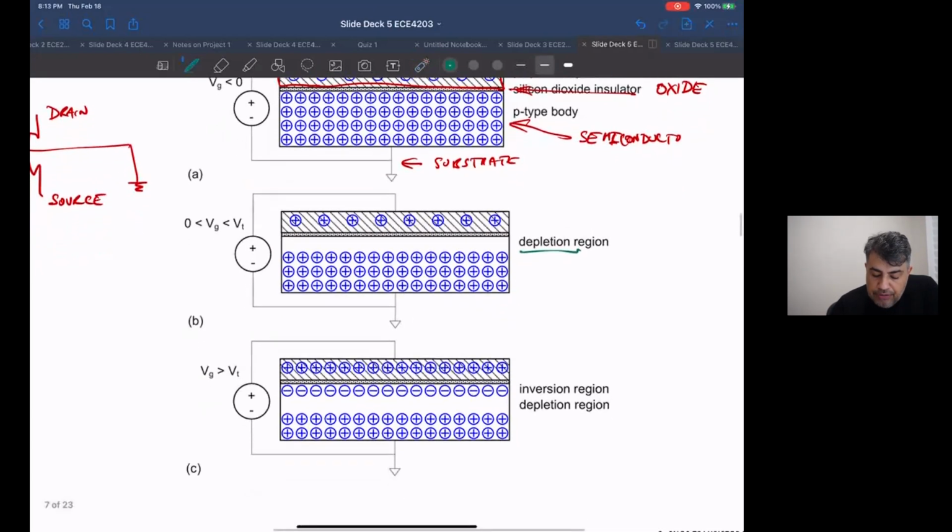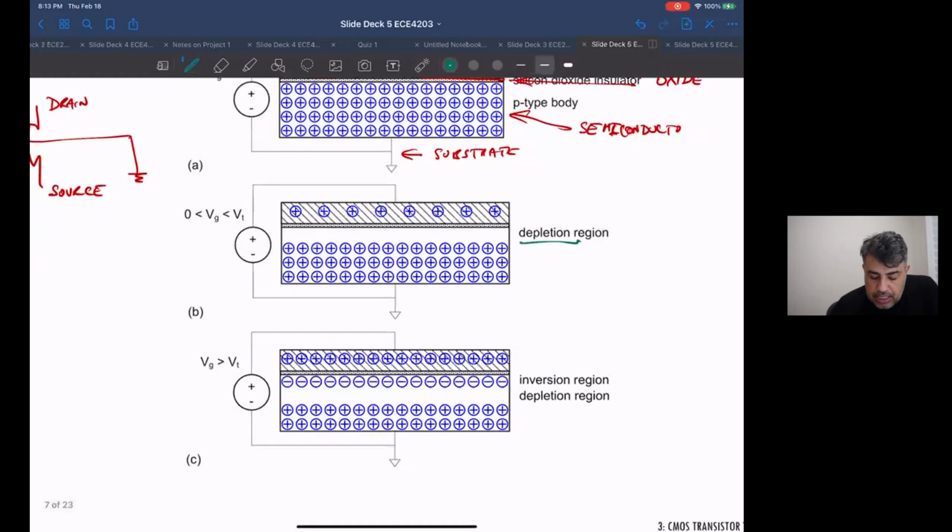So if you keep doing that, in a piece of silicon we have majority carriers. In this case, the majority carriers are holes in a P-type silicon. But we also have some minority carriers, which are electrons.